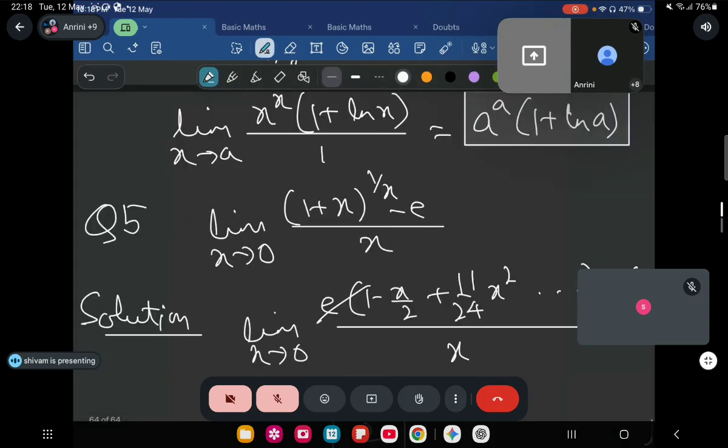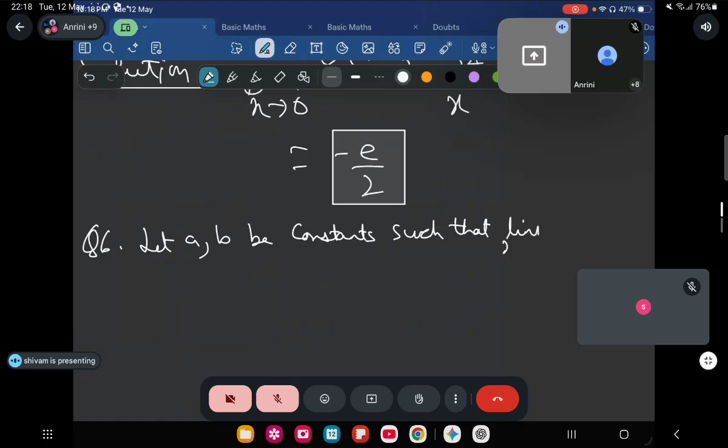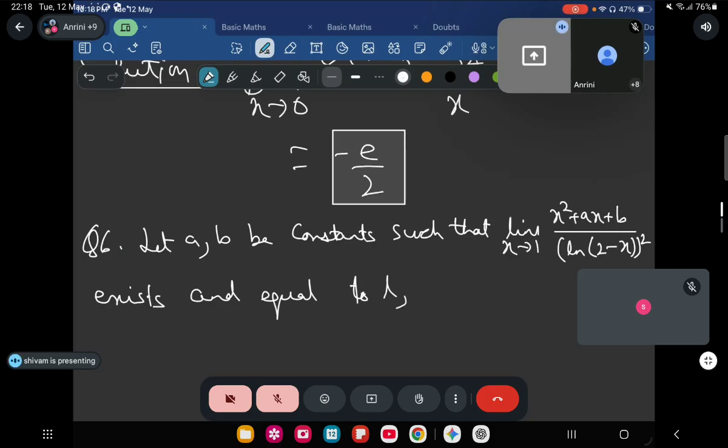Number 6. Let a, b be constants such that limit x tends to 1, (x square plus ax plus b) upon (ln of (2 minus x)) whole square exists and is equal to L, where L is not equal to 0. Find a plus b plus L. Solve.